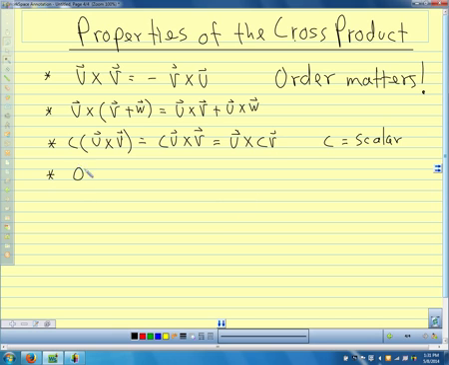The zero vector cross any vector gives us the zero vector. We saw this one, we did an example of this one. Any vector cross itself gives us a zero vector.